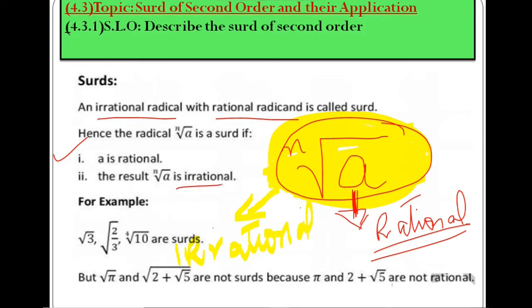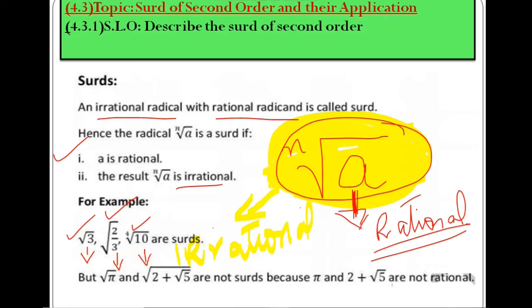Fine. For example, under root 3, yes, this is a surd. Under root 2 by 3, yes, this is also a surd. Fourth root of 10 are surds. These all are surds because the inner one under the radical sign are all rational numbers.